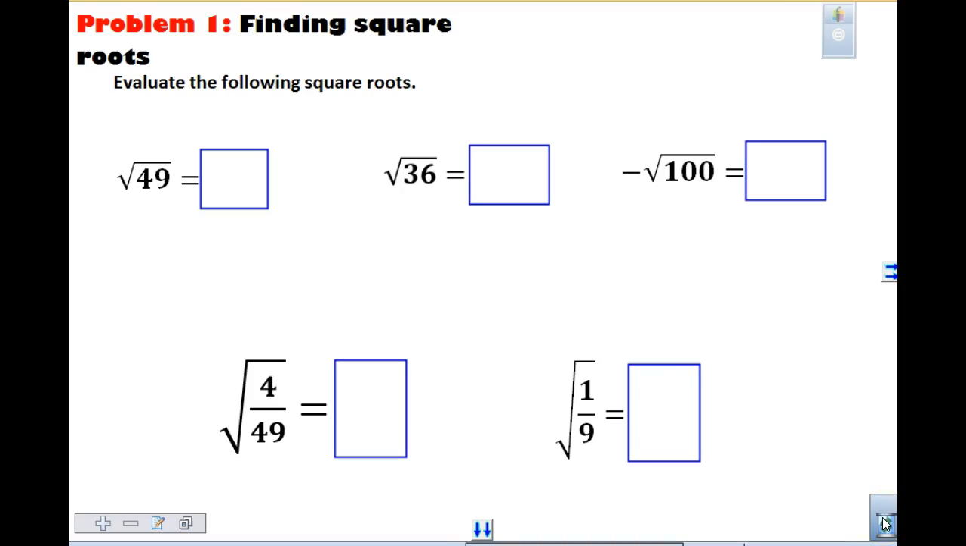So, on that next one down, square root of 49 should be 7. If you know your math facts, this is going to be easy, right? Fill these in right in your notes. Square root of 36 should be 6. The negative square root of 100 is negative 10. Oh, we get to fractions. I want to use my calculator.